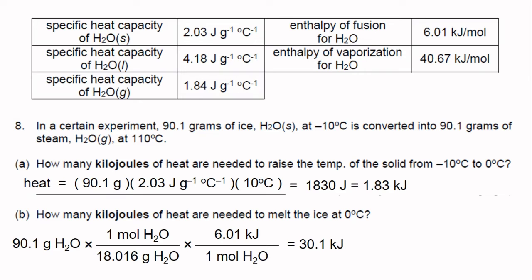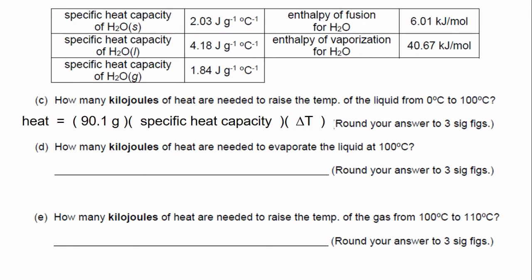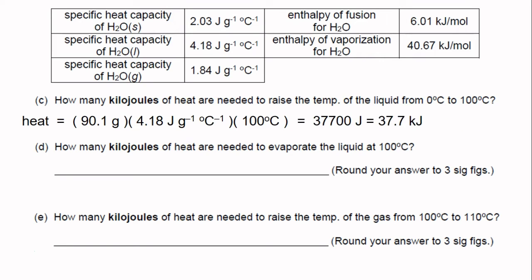Moving on to part C, we are going to be raising the temperature of liquid water from 0 degrees to 100 degrees. So heat equals mass times specific heat capacity times delta T. The mass is still 90.1 grams, but now we're dealing with liquid water, so we use a specific heat capacity of 4.18 joules per gram degree Celsius, and our change in temperature is 100 degrees Celsius. If we do this math and round the answer to 3 significant figures, we get 37,700 joules.